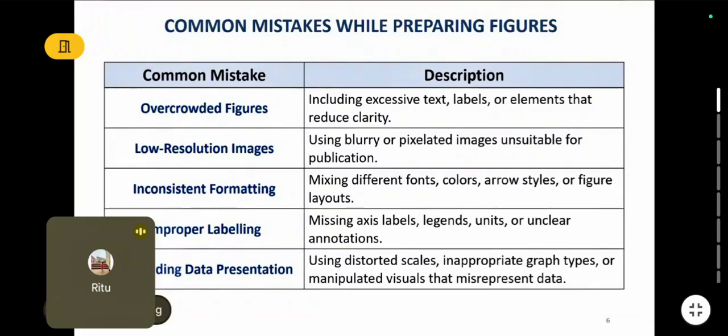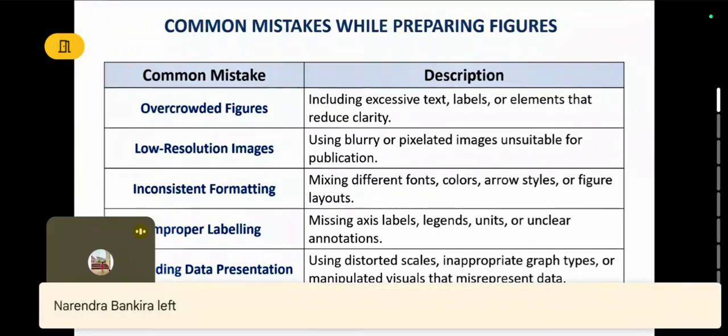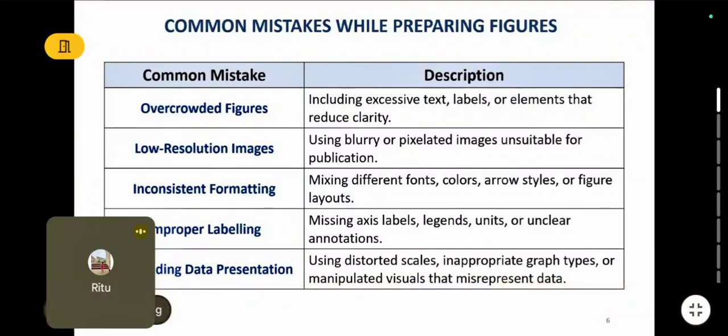Inconsistent formatting, like I said, don't use different colors, fonts, or arrow styles in the same figure. Use them consistently. Then improper labeling. If you have created a graph for a research paper or anything, there are small things you should check, like the axis labels being the same color, same font, same annotations, and the font size being the same throughout the graph. You should check all these small things, otherwise it makes a bad impression on the editor or reviewer.